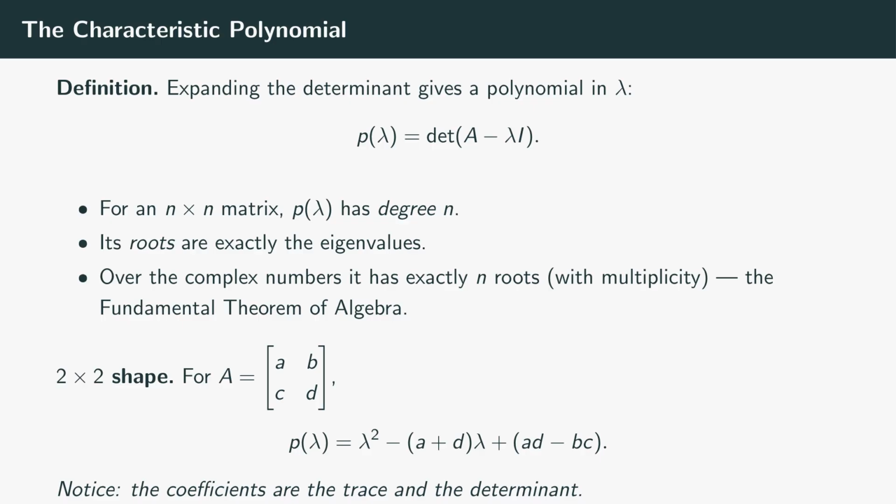For the 2x2 case, which we will use constantly, the characteristic polynomial has a memorable shape: lambda squared, minus the quantity a plus d times lambda, plus the quantity ad minus bc. Look closely at those two coefficients. The number a plus d is the trace of the matrix, the sum of its diagonal, and ad minus bc is the determinant. The trace and determinant are sitting right there in the polynomial, a clue we are about to cash in.